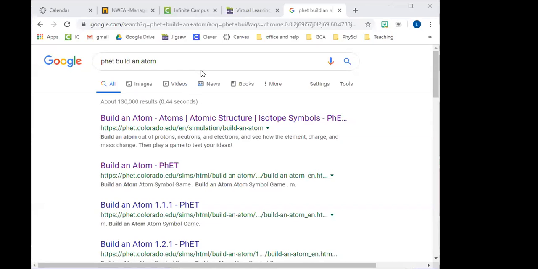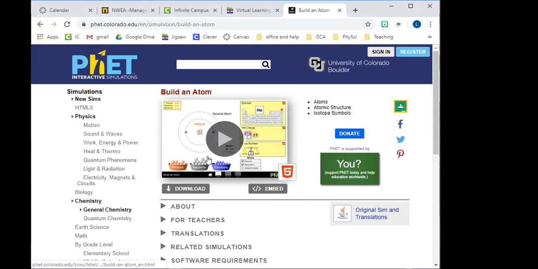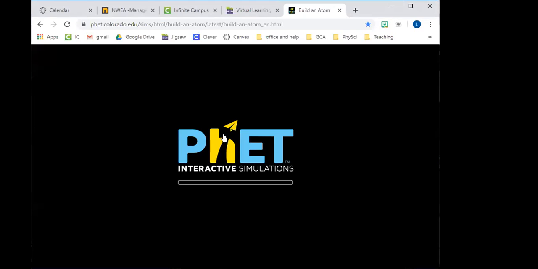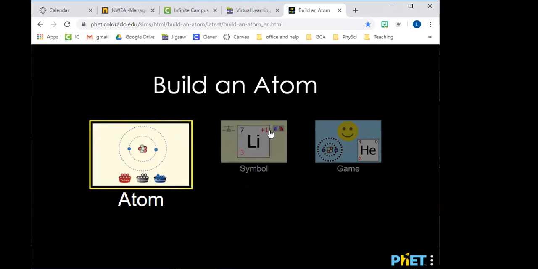All right, the last thing that we're going to do today is we are going to build an atom. So I put into Google PhET, P-H-E-T, build an atom. And so if you would go ahead and pause this and do that, and then once you find it, it's this one, phet.colorado.edu with the simulation. And this is what you should get. We're just going to play it online. All right, so this is what you should look for. So go ahead and pause it and search for PhET, build an atom, and then come on back.